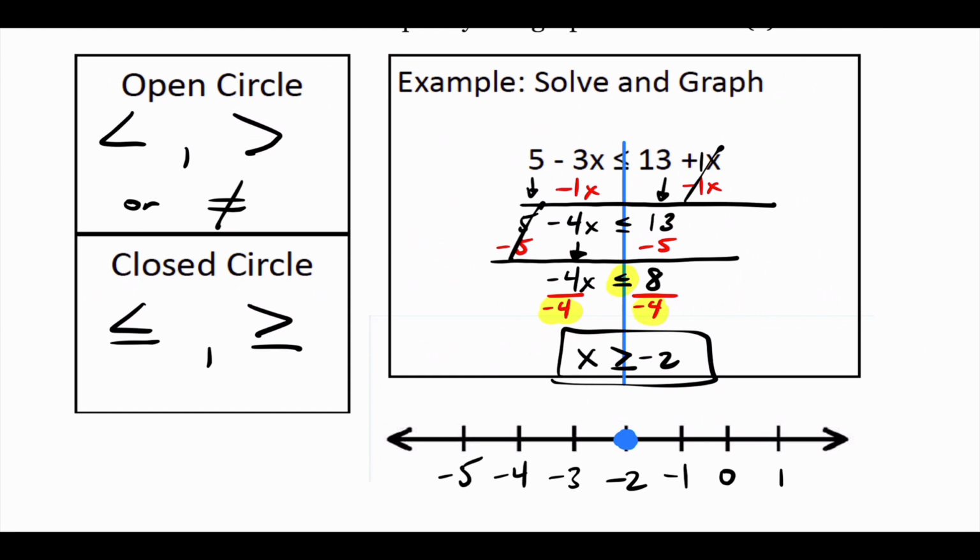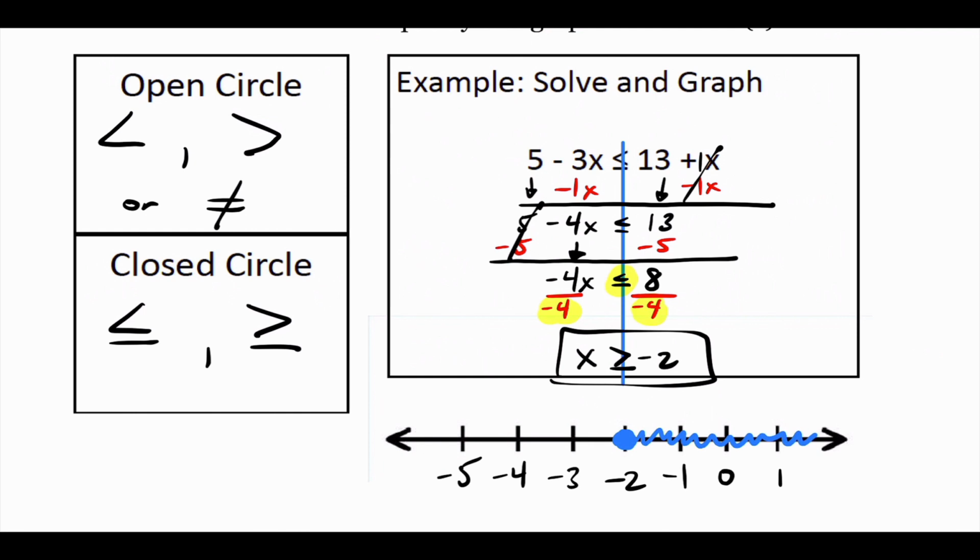Last step, which way do I shade, to the right or to the left? Here we go. This is how you decide. X represents a number, right? We just don't know what number it is. So that number they call X, is it bigger than -2 or is it smaller than -2? That's a greater than symbol, right? Doesn't the mouth eat the bigger number? So that number is bigger than -2. So which way are the numbers bigger than -2? To the right. So we shade to the right. Done.